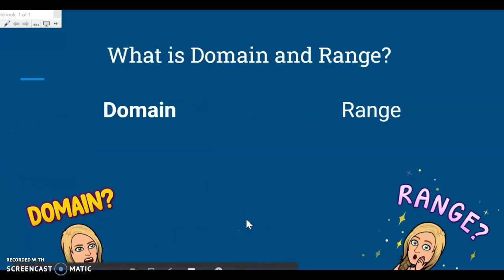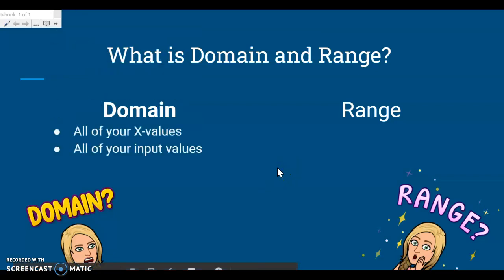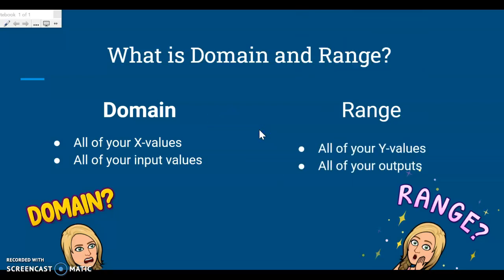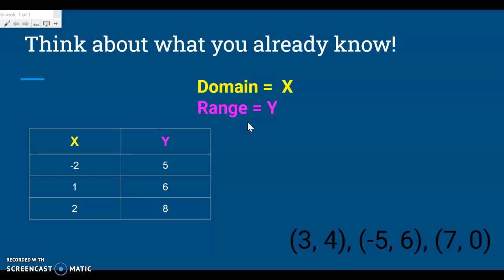What is domain and range? Hopefully you remember these words from your previous math classes. And what we want to remember is that domain is all of your x values or all of your input values of a function. And range is all of your y values or all of your outputs of the function. So let's take a look at what you have done before with domain and range.